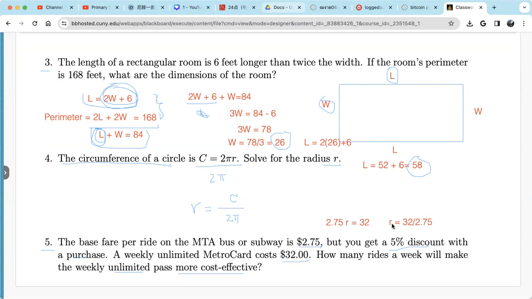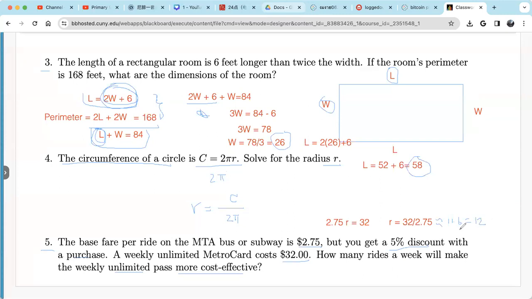So how do we divide those two numbers? Of course, you could use calculators. Otherwise, we just change the denominator to be a whole number. We multiply 100 over 100, right? So 32 divided by 2.75. It's about 12 rides, so 11.6. If we do it exactly, this is about 11.6, and we round it up to 12.